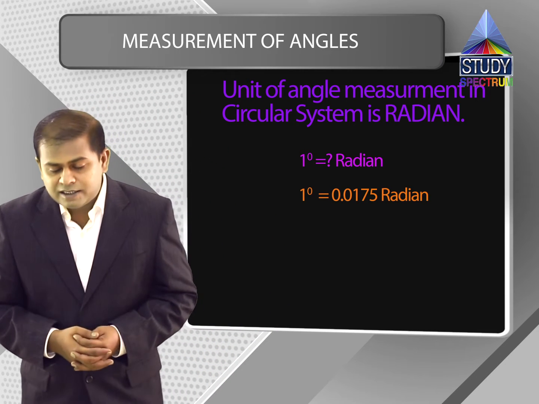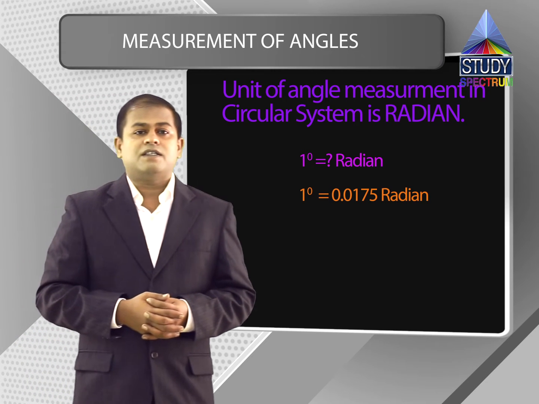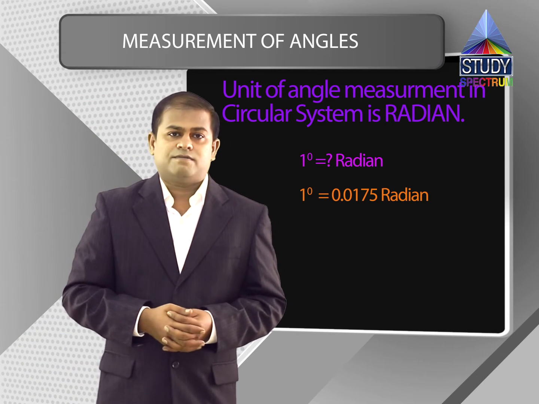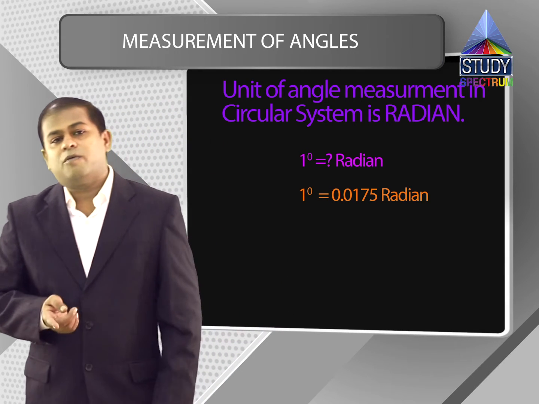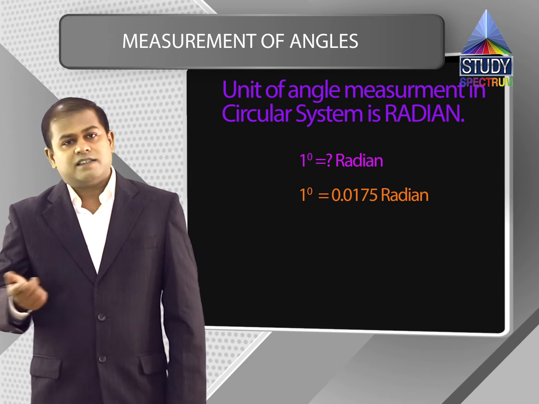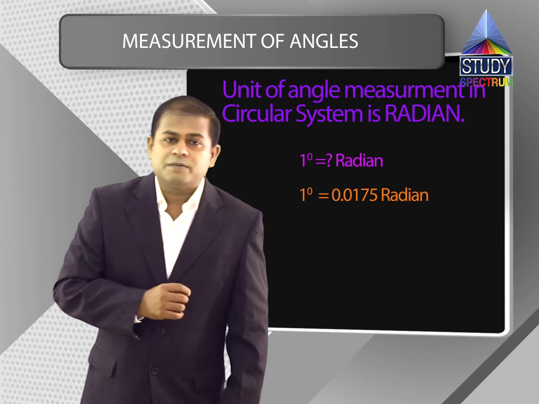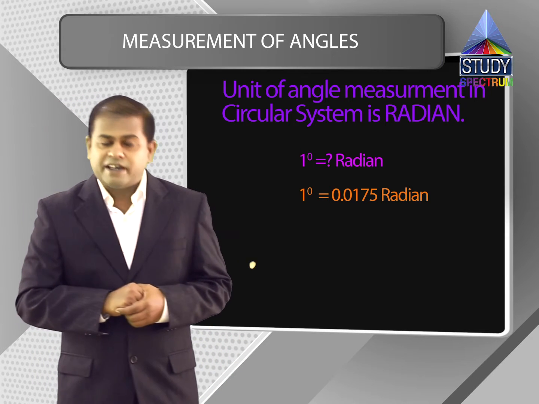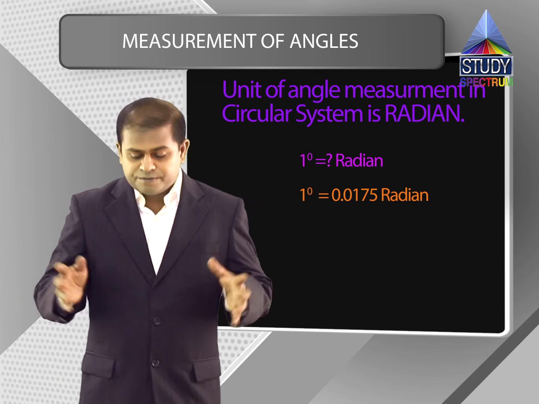So from now onwards I'll say 1 degree is approximately equal to 0.0175 radians. Right? So 1 radian is approximately how many degrees? 57 degrees 18 minutes. And 1 degree is how many radians? Approximately 0.0175 radians. Right? Okay.